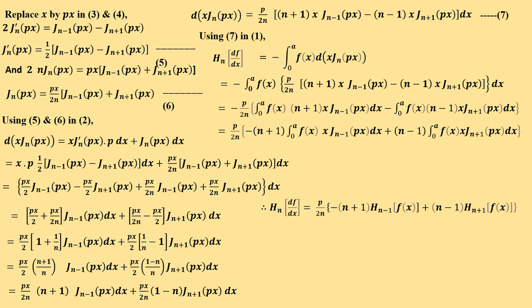so the whole term, integral 0 to a f of x into Jn minus 1 of px dx is nothing but Hn minus 1 of f of x, right? From the definition, Hn of f of x is nothing but integral 0 to a f of x into Jn of px dx. Here instead of Jn you have Jn minus 1, that is why we write Hn minus 1 of f of x. Similarly in the second term, plus (n minus 1) Hn plus 1 of f of x. Thanks.